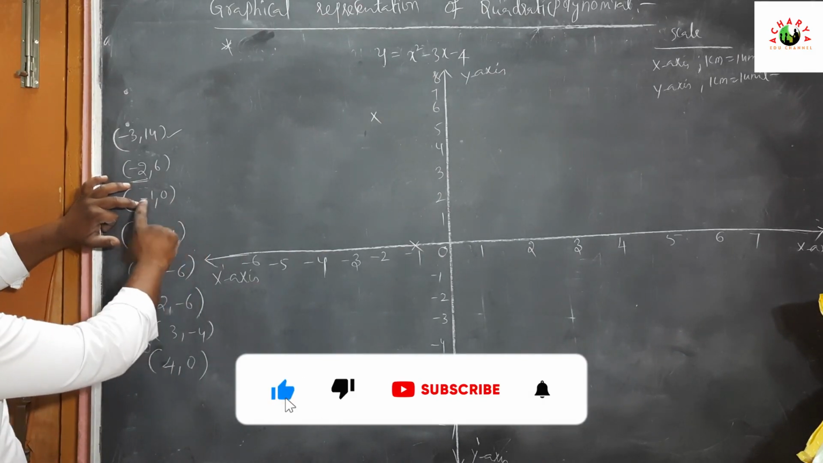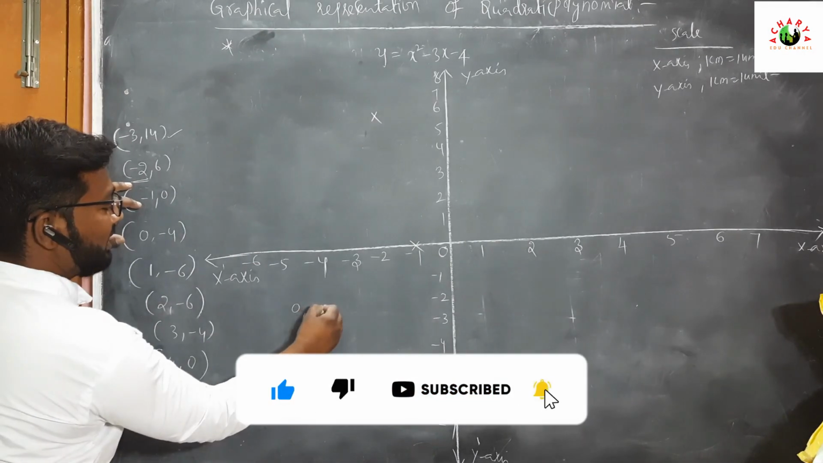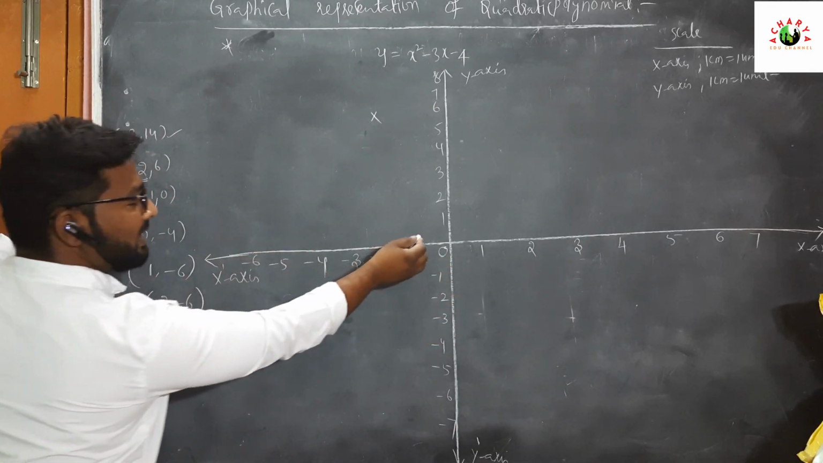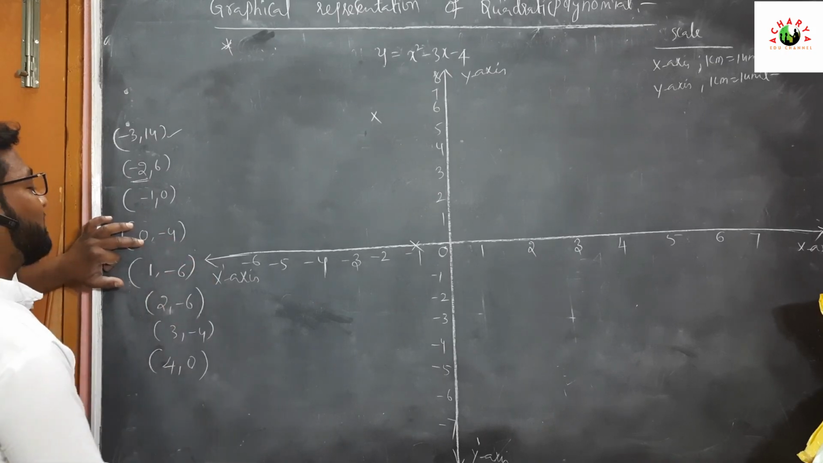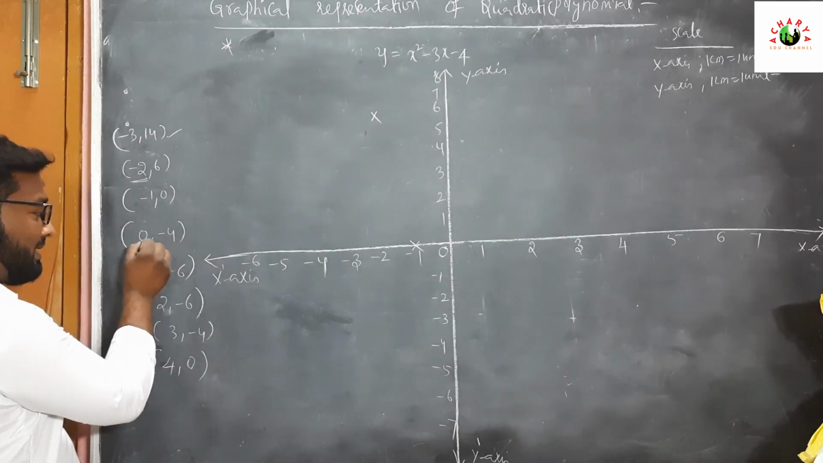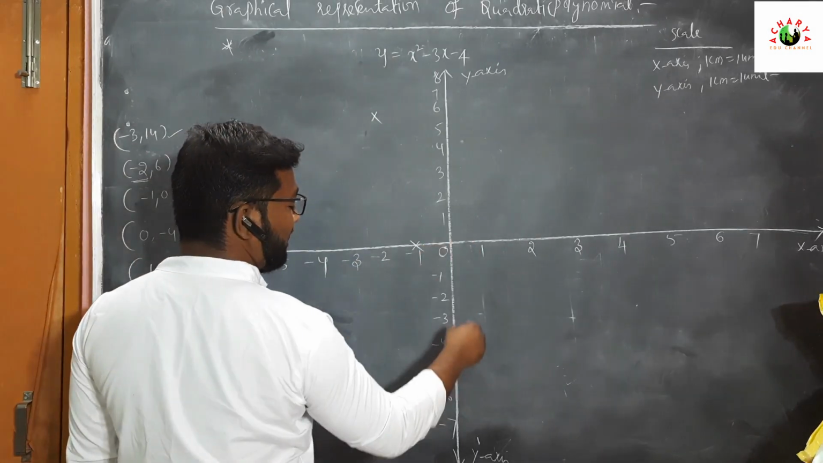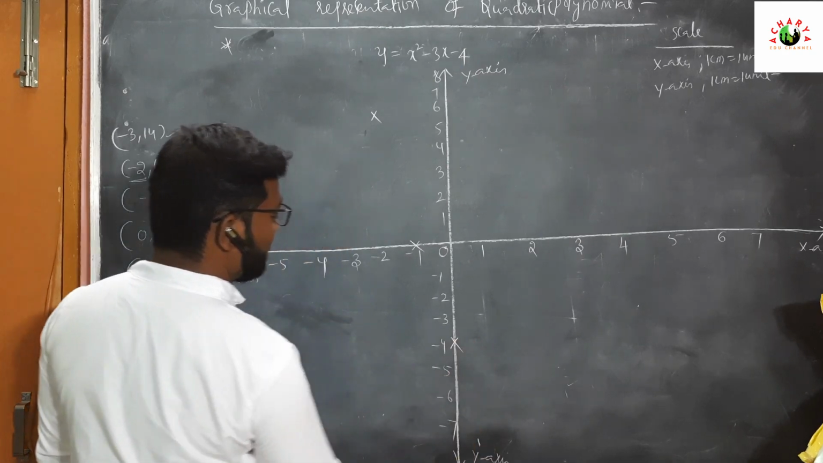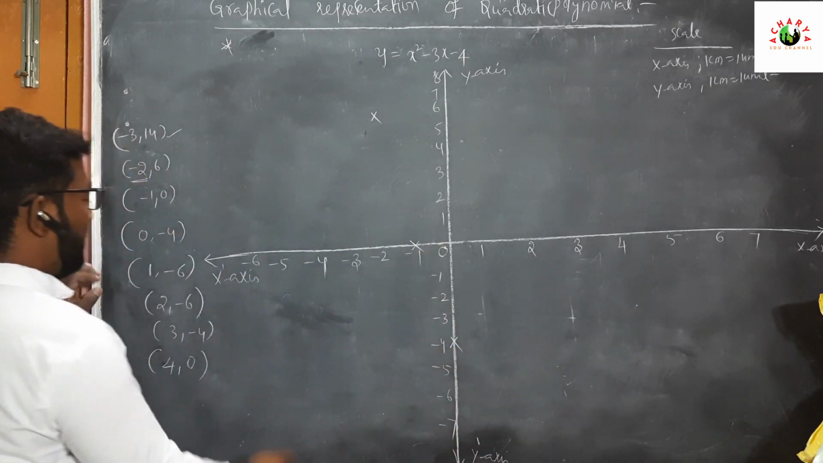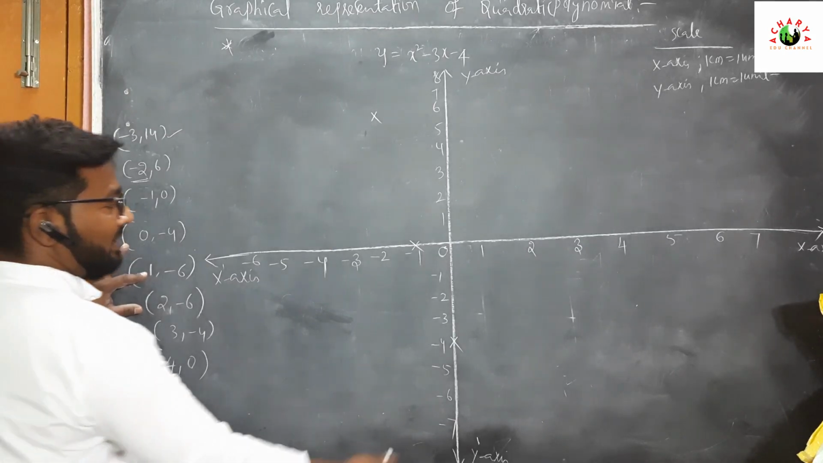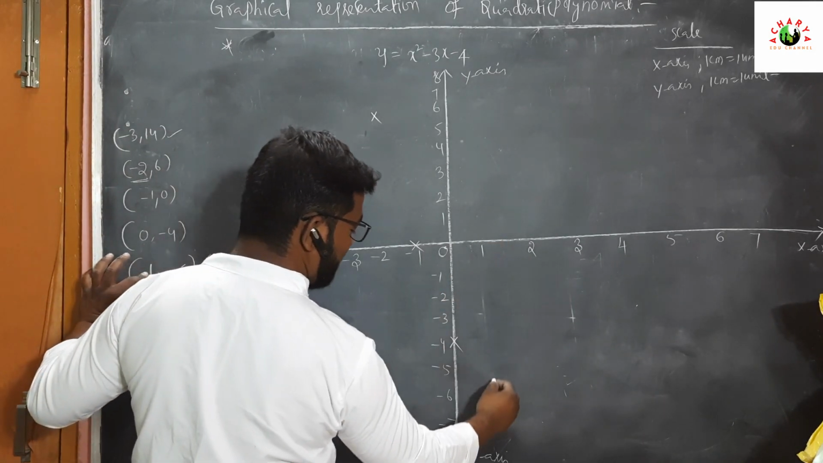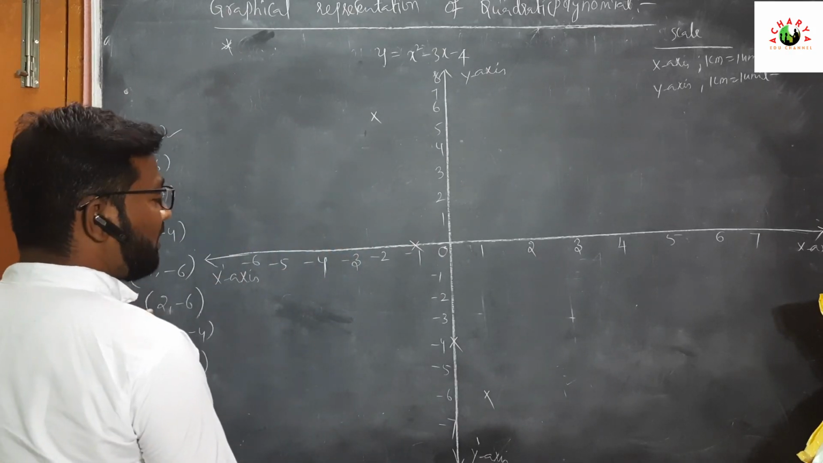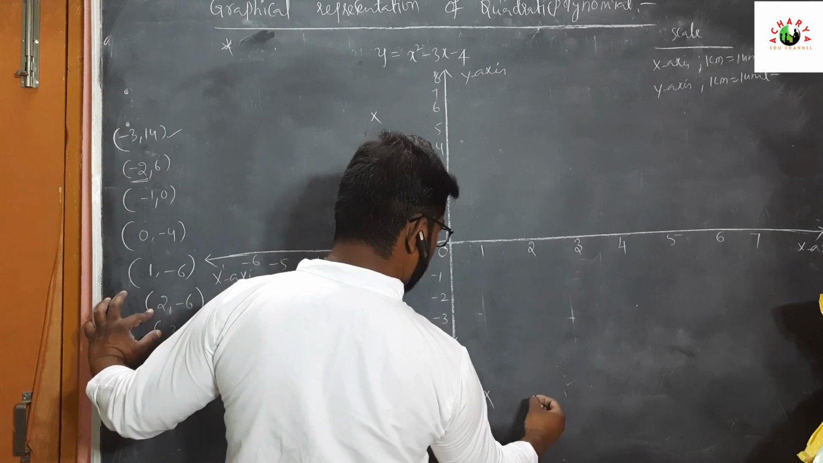So put the mark on the x-axis. Here minus 1, 0 means x-axis. Next 0, minus 4. First x-axis 0 only, so 0, minus 4. Next 1, minus 6 here. Next 2, minus 6.